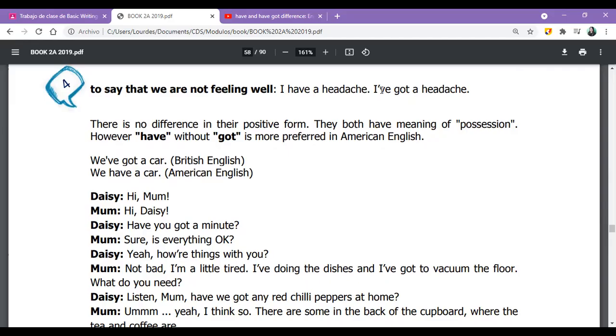So the only difference is that if you want to write, or if you see some articles in English, you are going to identify if it is in American English or in British English. Let's look at these two examples. We have got a car. That is British English. But if we say we have a car, that is American English.